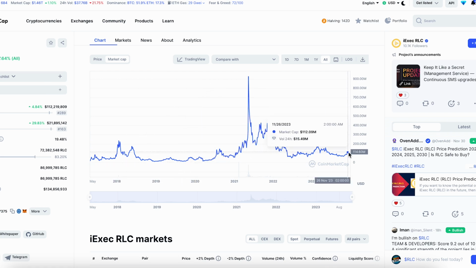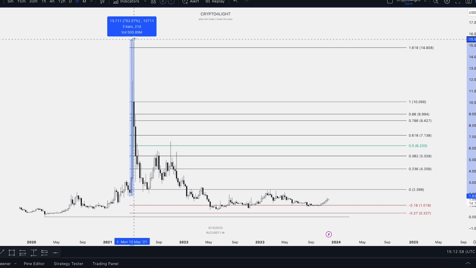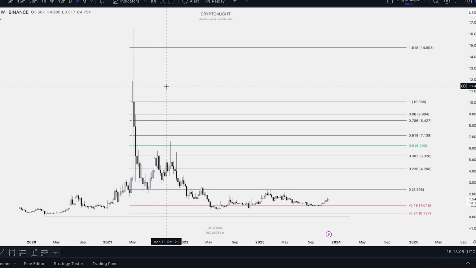Does this period look like this one? Absolutely not. And if we count, for example, from this candle in April 2021 till May 2021, in a few weeks we made 800% gains. So this is how the real rally looks.